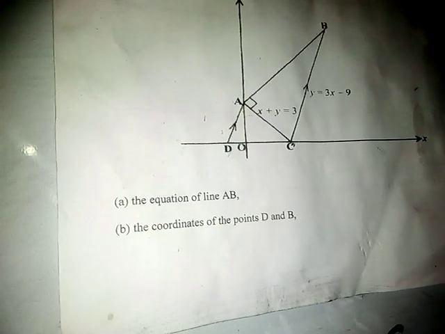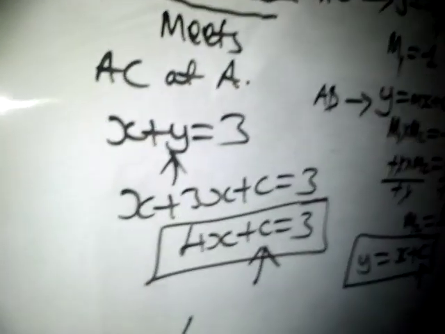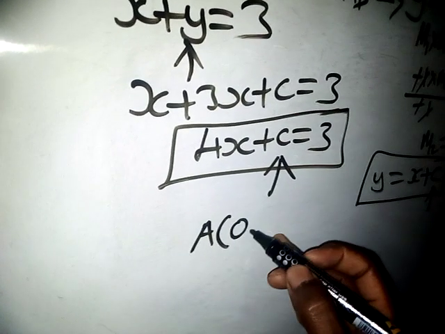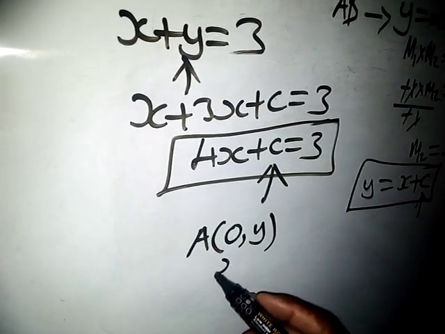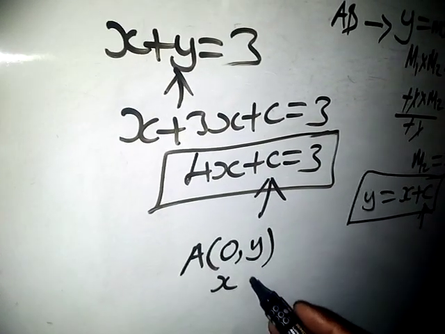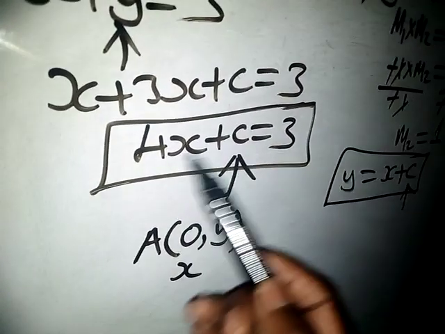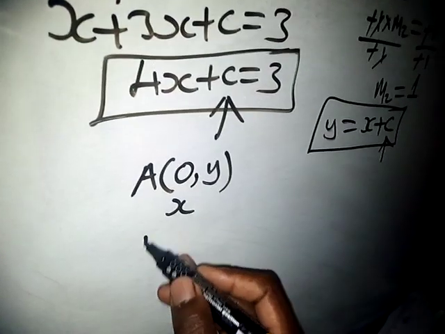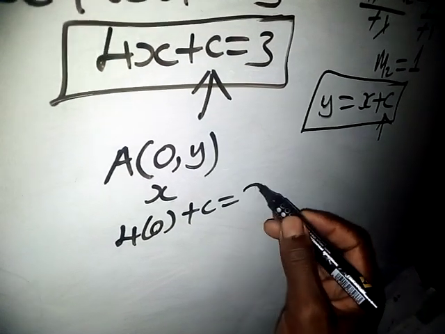So this simply means that the x value on the y-axis equals 0. So A, in a sense, has coordinates (0, y), where 0 is the x value and y is the y value as it is. So we plug into this formula, and where we have x, we put a 0. So we say 4, open the parenthesis, 0 plus c, equals 3.